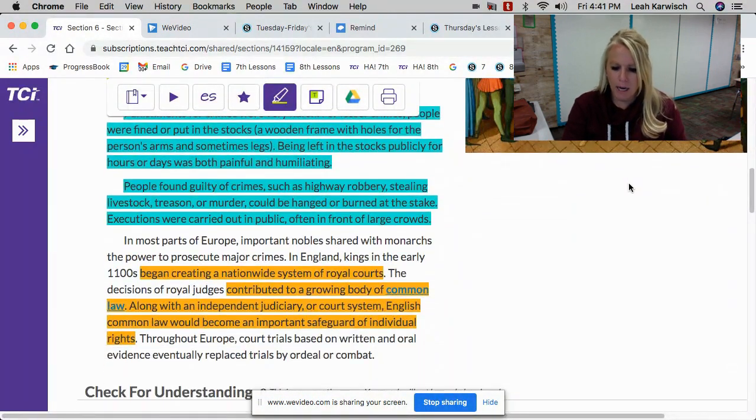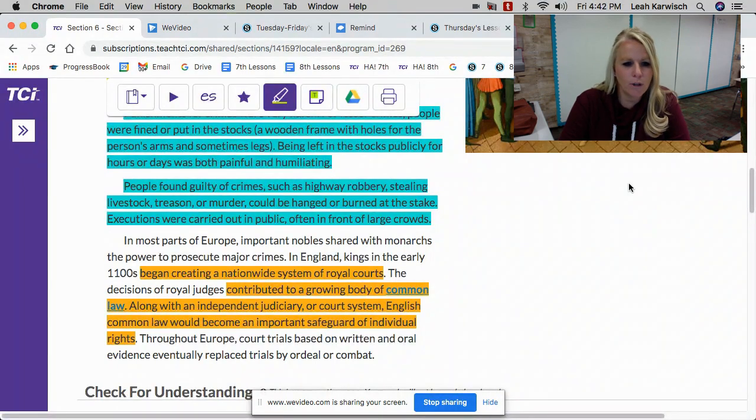All right, number 3. What changes to the court system helped protect individual rights in the early 1100s in England? Okay, so I've highlighted that in orange here. In most parts of Europe, important nobles shared with monarchs the power to prosecute major crimes. In England, kings in the early 1100s began creating a nationwide system of royal courts.